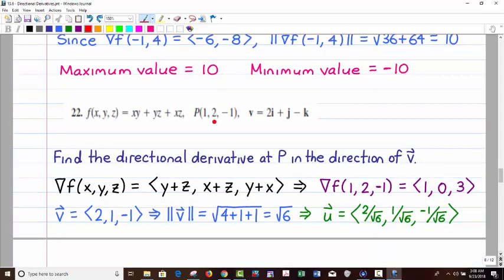So here's one with 3 variables. We want to find the directional derivative at P, and this time it gives us a vector u instead of 2 points.